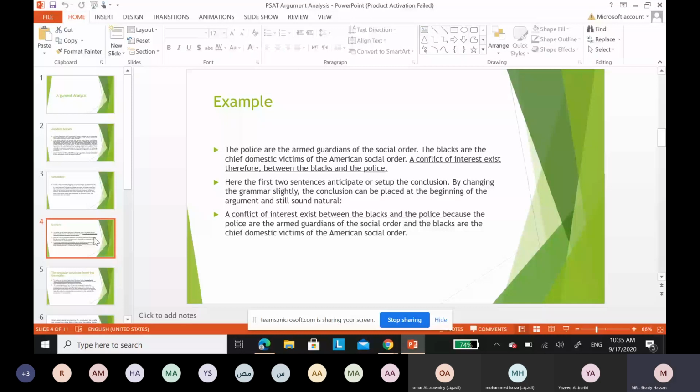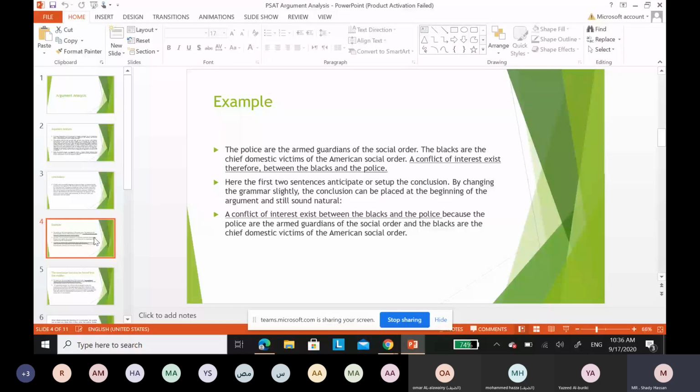Here, the first two sentences anticipate, expect, or set up the conclusion. By changing the grammar slightly, the conclusion can be placed at the beginning of the argument and still sounds neutral. A conflict of interest exists between the blacks and the police because the police are the armed guardians of the social order and the blacks are the chief domestic victims of the American social order.